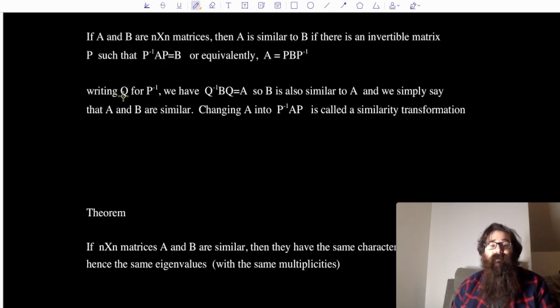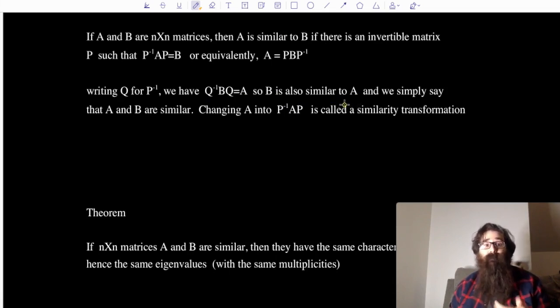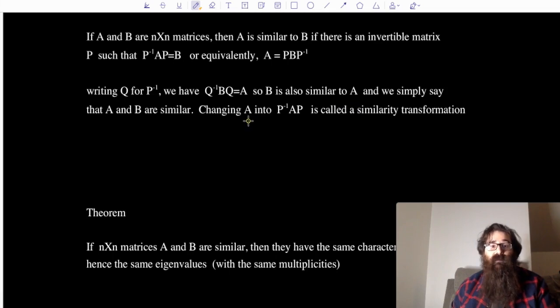If we write, instead of P inverse, if we write Q, then we have Q inverse times B times Q equals A, so that B is also similar to A. So if A is similar to B, then it follows that B is also similar to A, and we would simply refer to them as similar matrices. So we would simply say A and B are similar. Changing A into P inverse times A times P is called a similarity transformation.